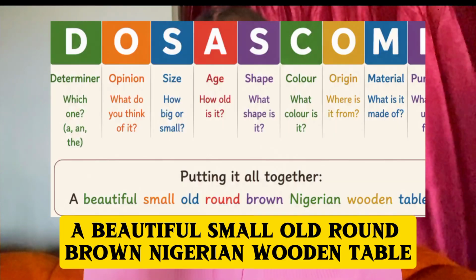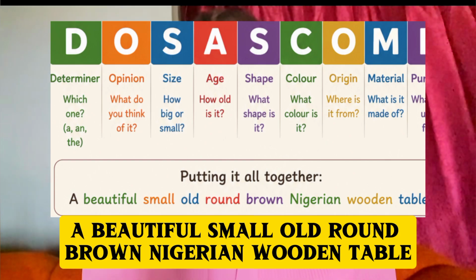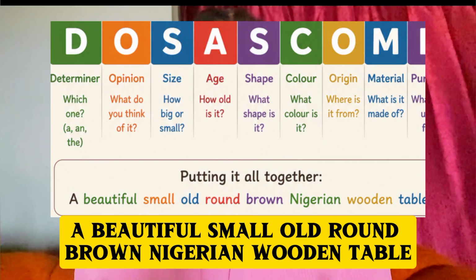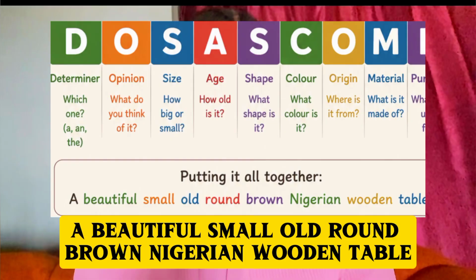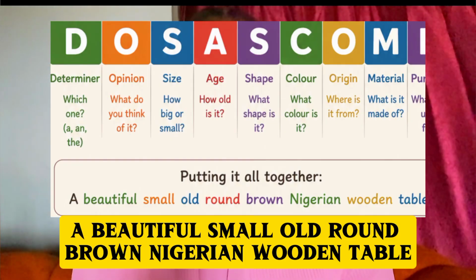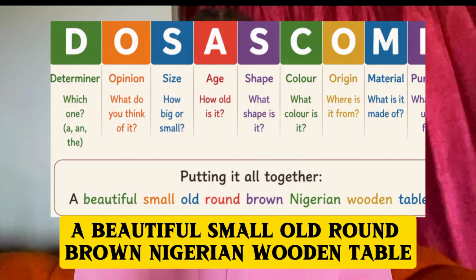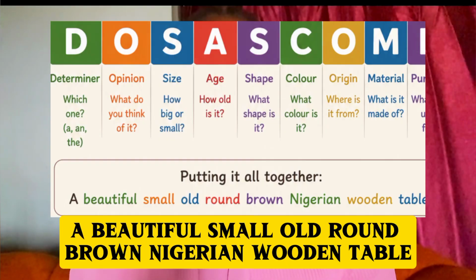Here's a breakdown of how the adjectives are arranged. A is a determiner. Beautiful is my opinion. Small is the size. Old is the age. Round is the shape. Brown is the color. Nigerian is origin. Wooden is material. And of course, the table is the noun.